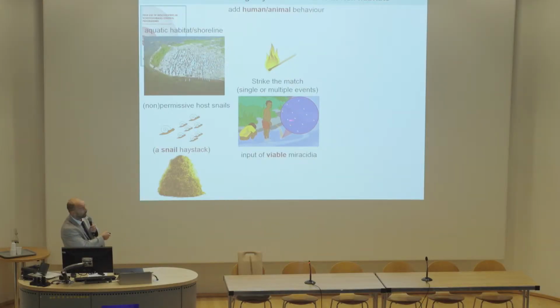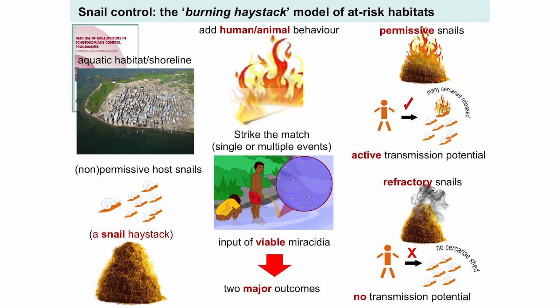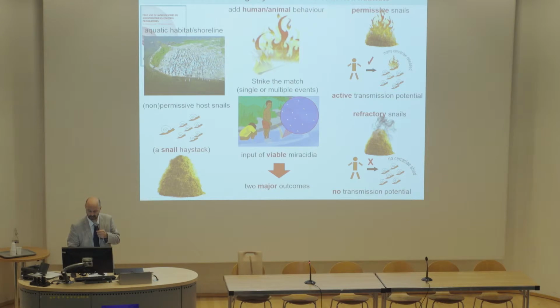So the strike-a-match analogy is a single person or a handful of people urinating or defecating into that environment, and that's sufficient, often alone, or it might be multiple events where you've got more matches being struck, to generate infections, and that has two outcomes. You either get infection taking off in the snail, and one snail being infected can have a massive repercussion for subsequent transmission, or you're striking it onto a damp haystack where the infection doesn't take off. So I'm just pointing out that if the environment isn't manipulated to favour that damp haystack, you're always going to have the possibility of having schistosomiasis transmission.